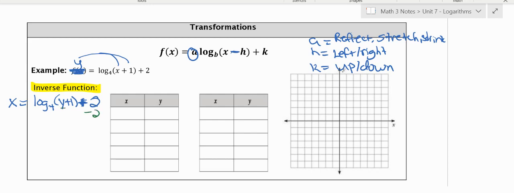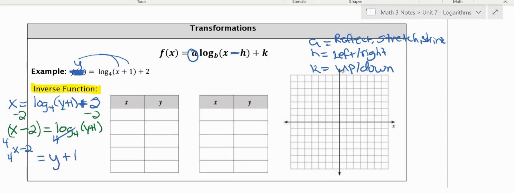So I'm going to subtract 2. I have x minus 2 equals log base 4 of y plus 1. How do we undo a log base 4? And we're going to see this in later sections too. I'm going to raise it to the 4th power. Or I could just simply do the rewriting we practiced. So this is now 4 to the x minus 2. This goes away. I get y plus 1.